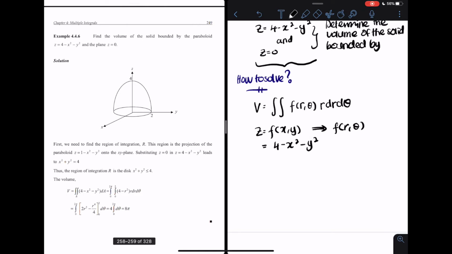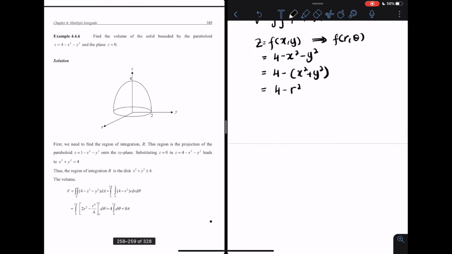Therefore, we have to recall the relation between rectangular and polar coordinates. So I will get 4 minus (x squared plus y squared). According to the relation between rectangular and polar coordinates, x squared plus y squared is equal to r squared. Therefore, I will have 4 minus r squared. And what should I do right after this? I have to sketch the region R.